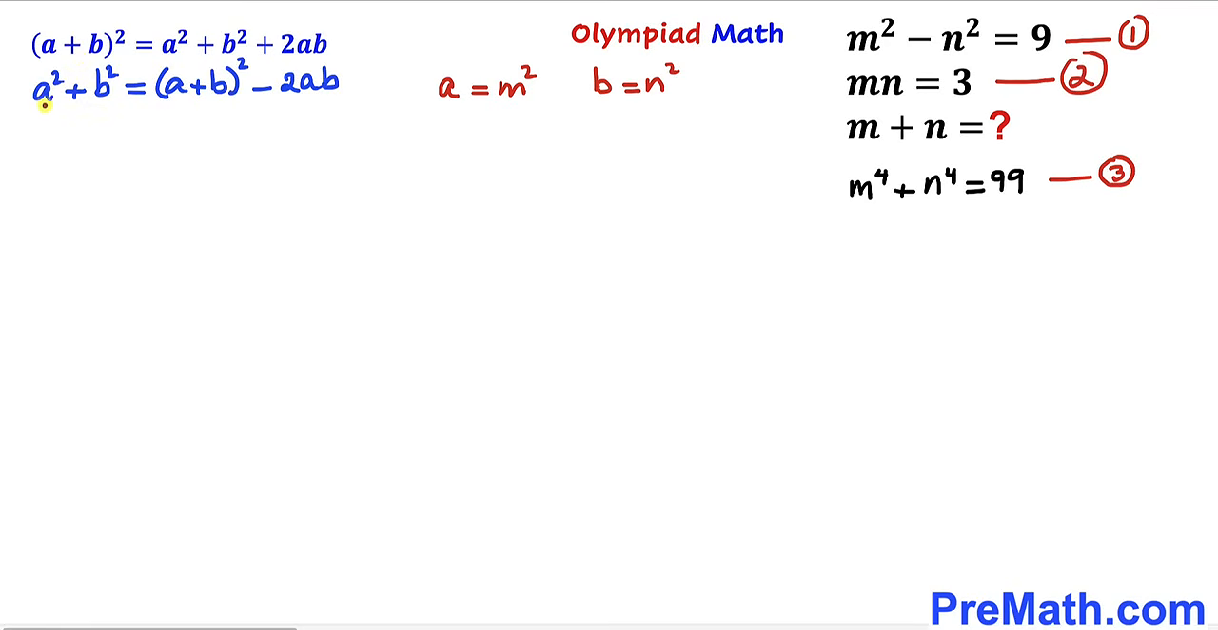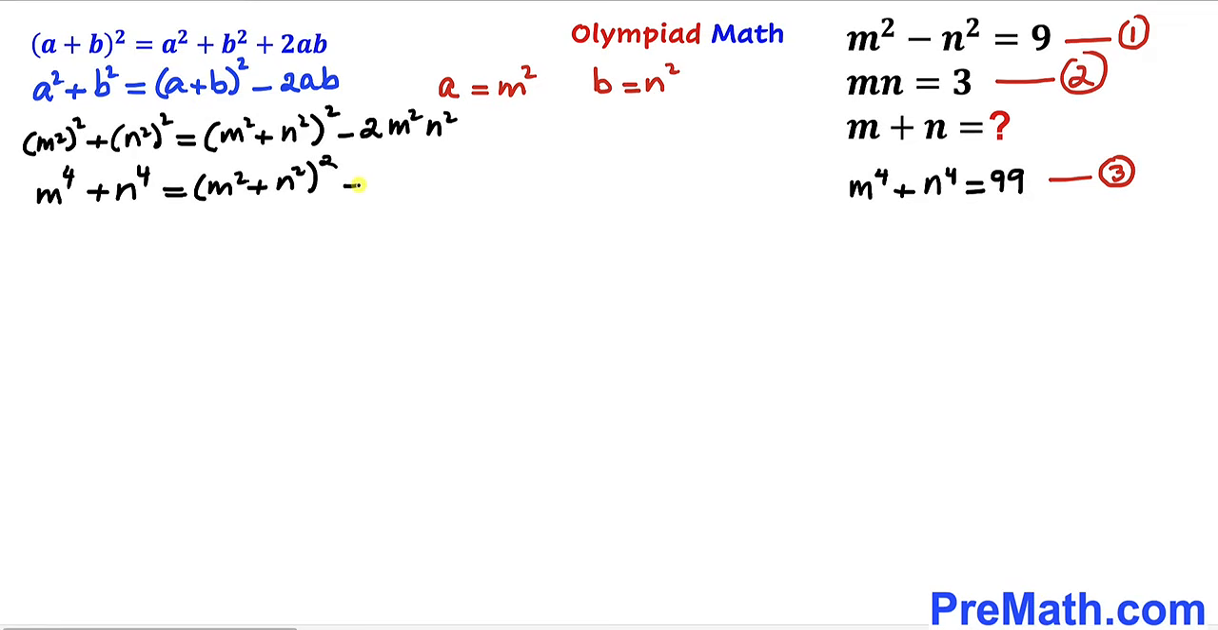Now we are going to substitute all these values. For a, I'm going to put down m square, so this becomes m square and then square, plus likewise b is n square, so n square whole square, is equal to, on the right hand side, m square plus n square and then power 2, minus 2 times, we can write this as m times n whole square.